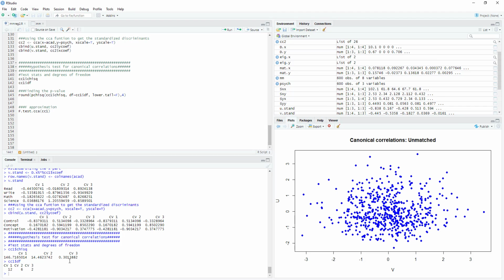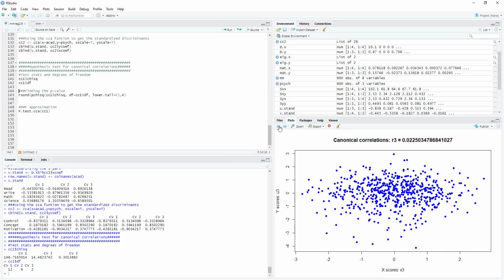And then the last one is going to test to see if just the third canonical correlation is equal to 0. Is it statistically different from 0? And if we look back, our sample canonical correlation is 0.023. That's really close to 0. We end up with a small test statistic. And we can use this p chi-squared since we have the chi-squared value and its degrees of freedom. We want to say lower tail equals false, so that way it finds the upper tail of a chi-squared instead of the lower tail.